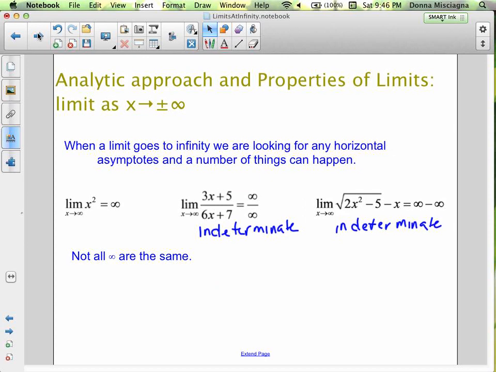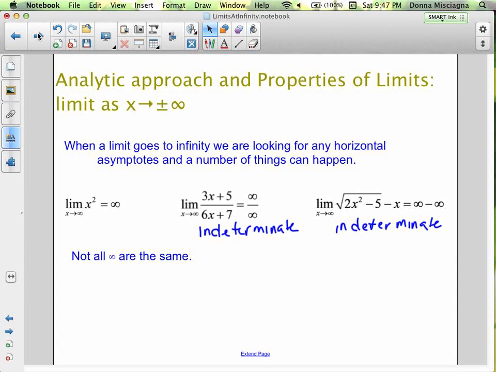We're going to look at an analytic approach and properties of limits as x approaches positive and negative infinity. When a limit goes to infinity, we're looking for any horizontal asymptotes, and a number of things can happen. Here we have the limit of x squared as x approaches infinity. We do know as x increases, y is going to keep increasing without bounds, so that limit is infinity.